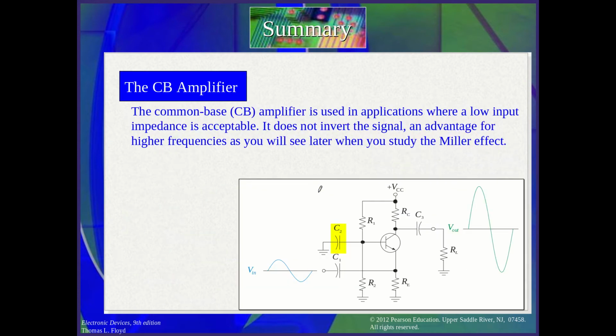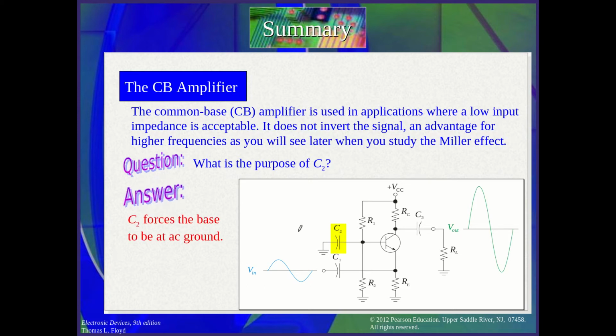Now the CB, common base. Common base means that I input the signal to the emitter and I take it from the collector, and the base is connected to the ground. This is an advantage at higher frequency. The purpose of the C2 is to make sure that in the AC analysis, when you apply an AC signal, the base is zero here, connected to the ground.